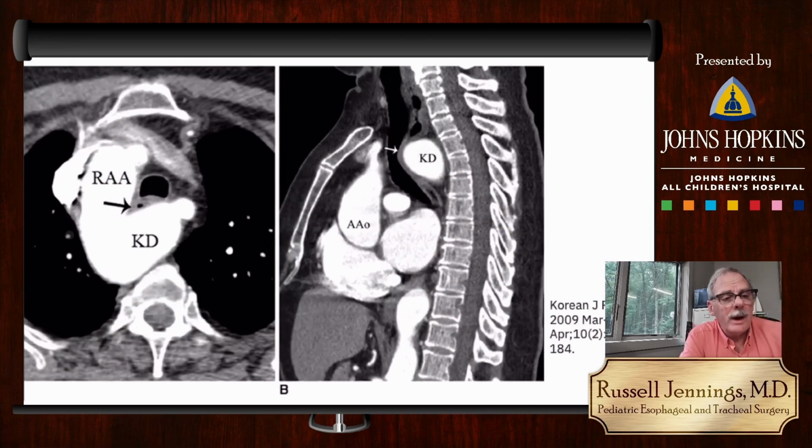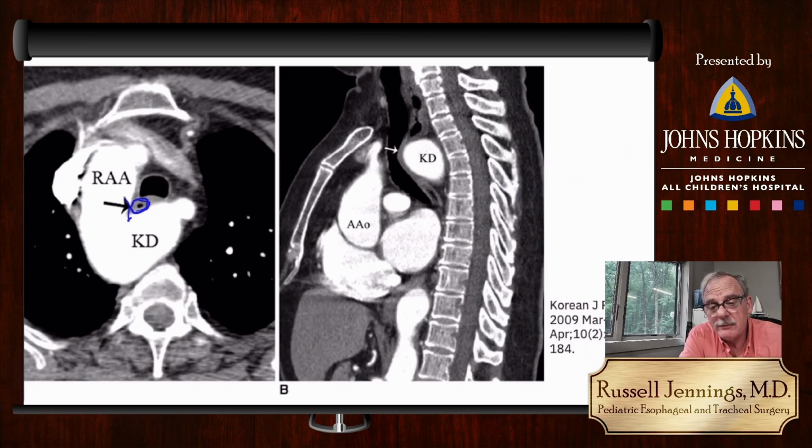This is a picture of a right aortic arch with the aberrant left subclavian artery. And you can see that in this picture, the esophagus is really compressed. This is the esophagus, and it should be as big as the trachea, but it's really compressed. What's it compressed by? Well, this is really important.